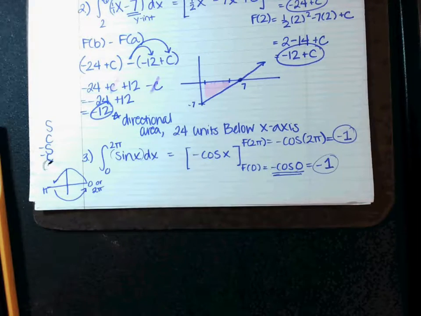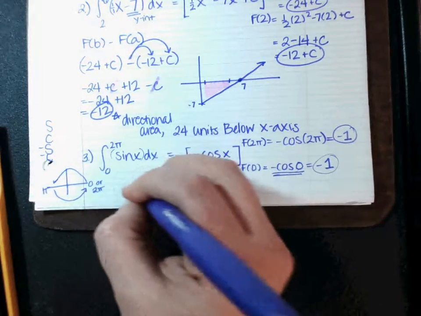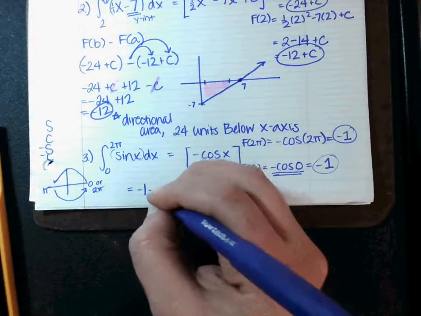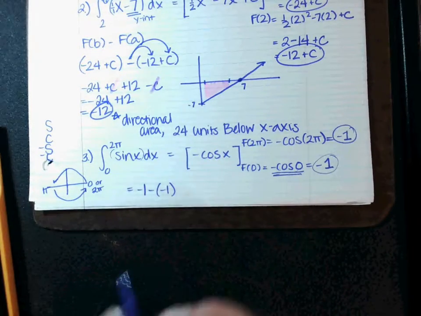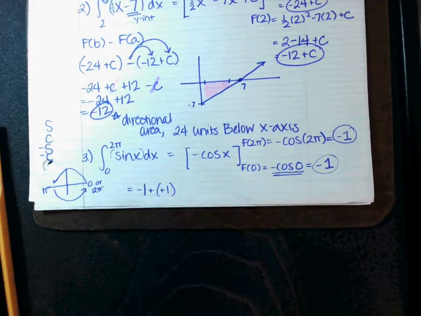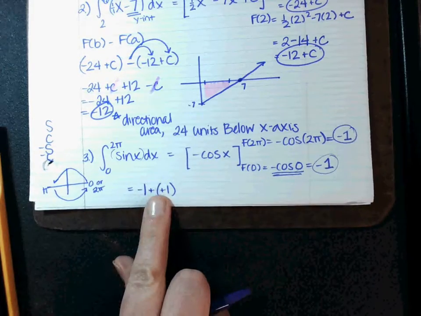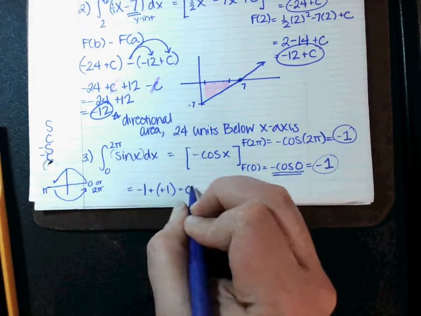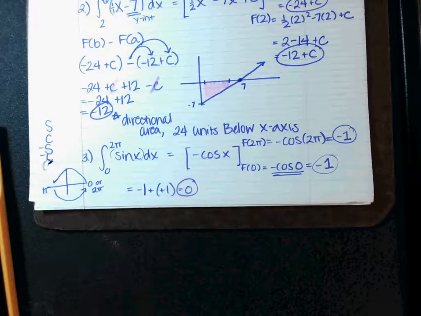Okay, when you put those together, you do not get negative 2. You would have negative 1 minus negative 1. Well, then really, these are going to be added. And if I do negative 1 plus 1, that gives me 0. Okay, now remember that your integral stands for area. So it doesn't make sense that I have no area on sine.